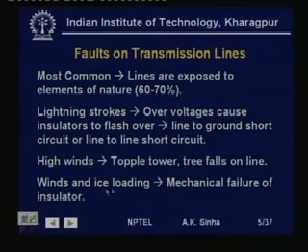Sometimes wind and ice loading can also create faults, because the ice coated on the transmission lines increases its weight and thereby increases its sag, and sometimes can break the line near the insulators or can cause the mechanical failure of the insulators.